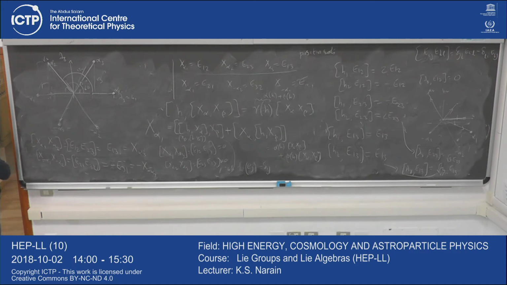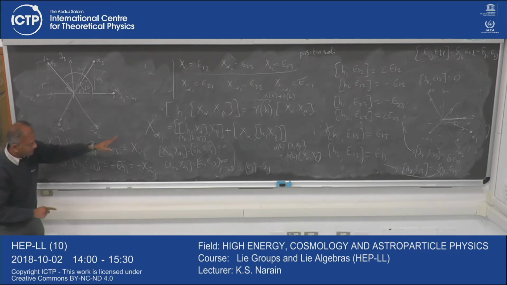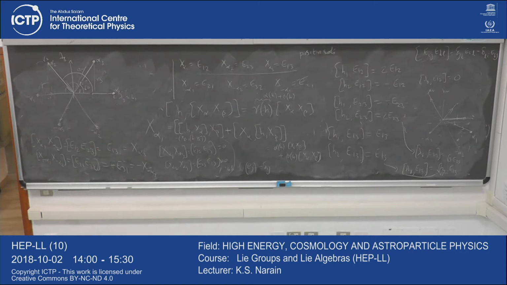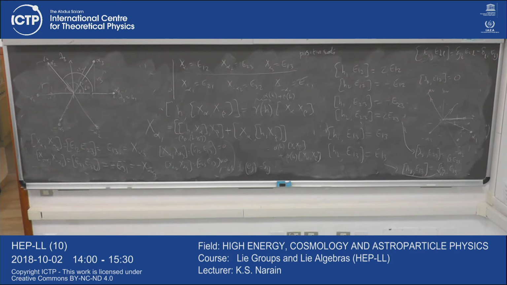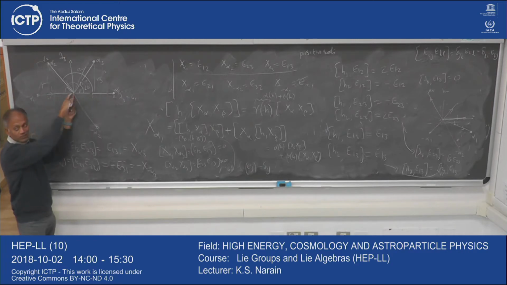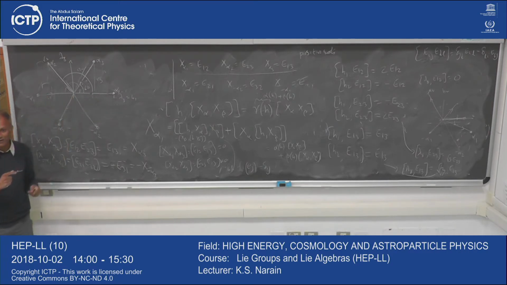Okay. Now, what happens to this? There's one more possibility here, which we have not looked at. What happens if I take the commutator of x alpha 1 with x minus alpha 1? Now, adding these two eigenvalues gives you 0. What does it mean, 0 eigenvalue?